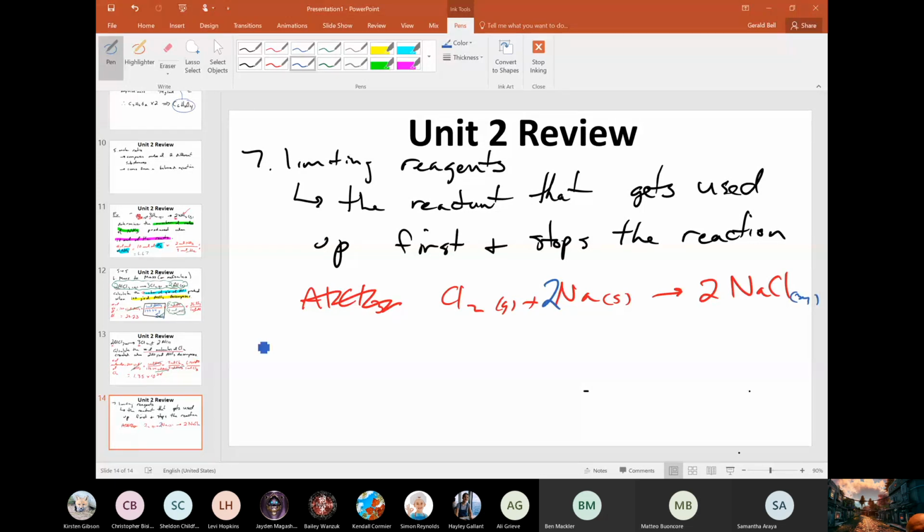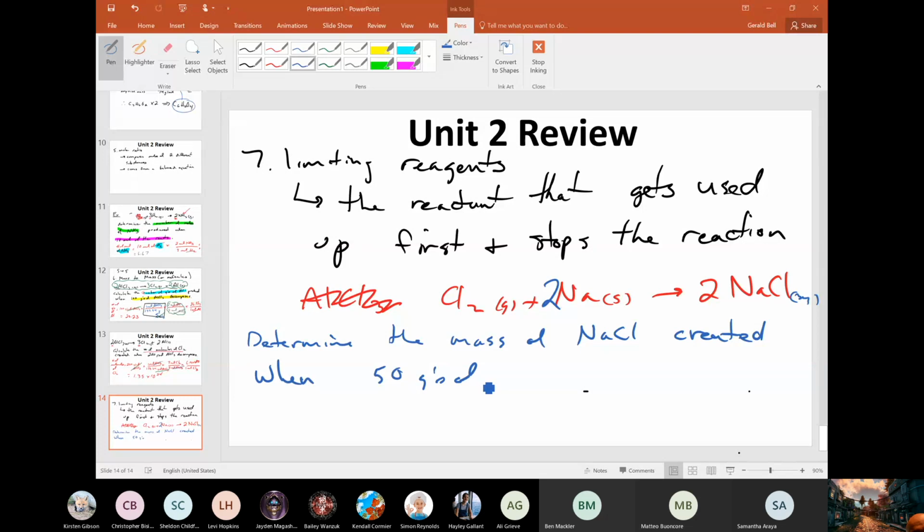Okay, and here's the question. Let's determine the mass of NaCl created when 50 grams of Cl2 reacts with 20 grams of Na.